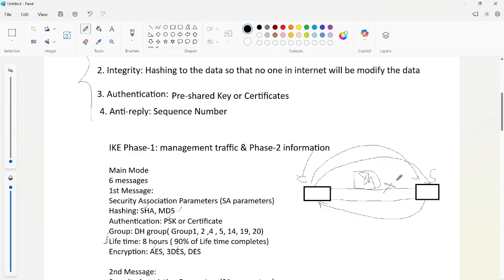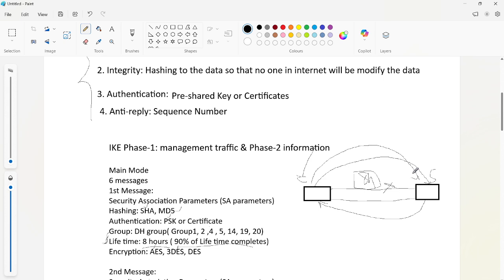If you have a shorter lifetime, it will be more secure. More secure in the sense that if you have 8 hours, every 8 hours the firewall will renegotiate the parameters, or we can call it rekeying. How often it is going to negotiate means 8 hours. Within the 8 hours, if 90% of the lifetime completes, maybe 7 or 7.5 hours, once the 7.5 hours completes, it is going to renegotiate.